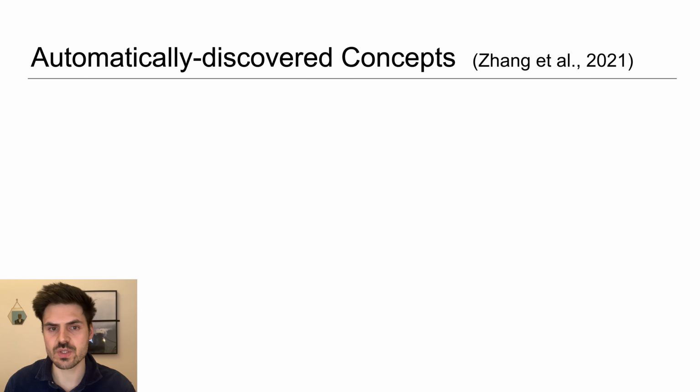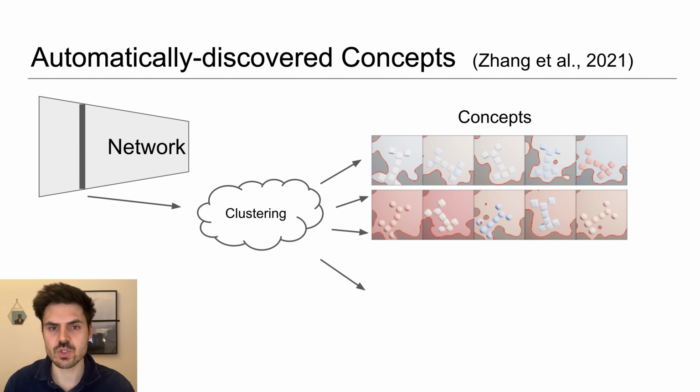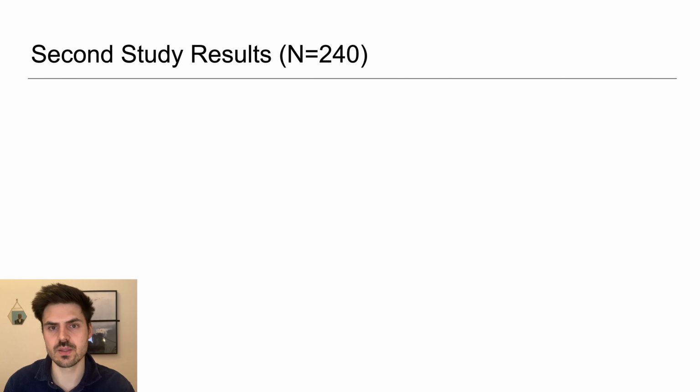As a second evaluated method, we used automatically discovered concepts. We extracted the concepts from an intermediate feature map using a clustering algorithm. We visualized the concept by picking 5 images containing it and highlighting the most concept-activating areas. In the study, we presented 10 concepts without showing certainty information. We conducted the study with 240 participants.